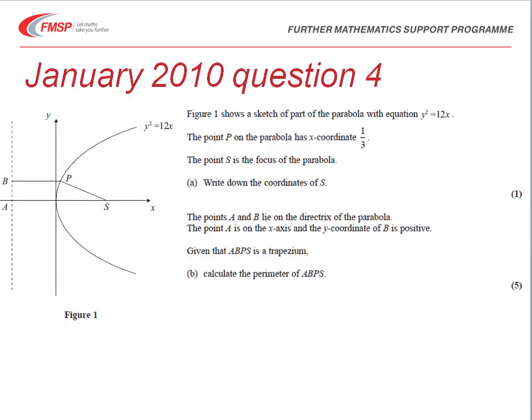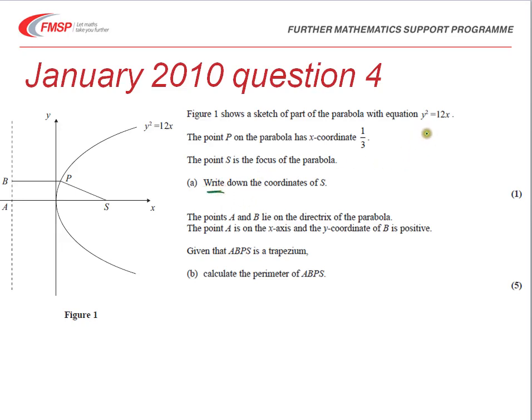Right, moving on to some questions in particular then. This is from January 2010, as it says, and we're looking in this case at a parabola. The parabola is y squared equals 12x, and the first part is simply asking us to write down the coordinates of S. So the write down is nothing particularly fancy.